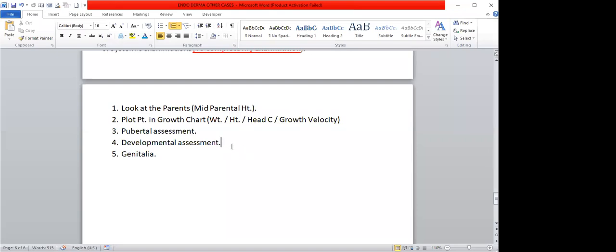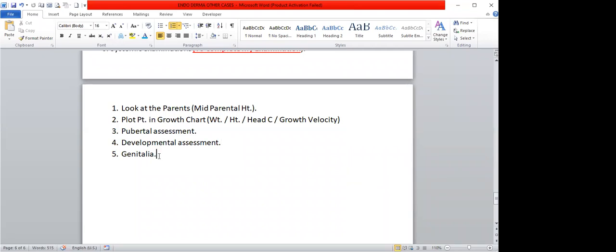So we can add this one in our management part. We will refer the child to a developmental pediatrician for the detailed development assessment, as well as some of the therapists. So this area is also important and valuable in the short stature station.